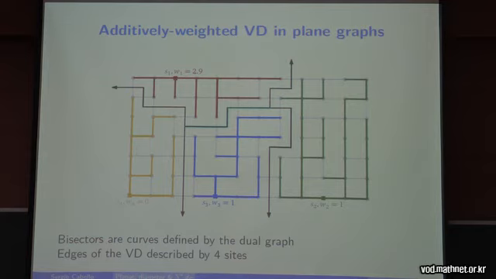So here I'm assuming that whenever you have a planar graph, the first thing you do is you embed it in the plane, and then you work with that embedding, because otherwise you cannot talk about the dual graph.